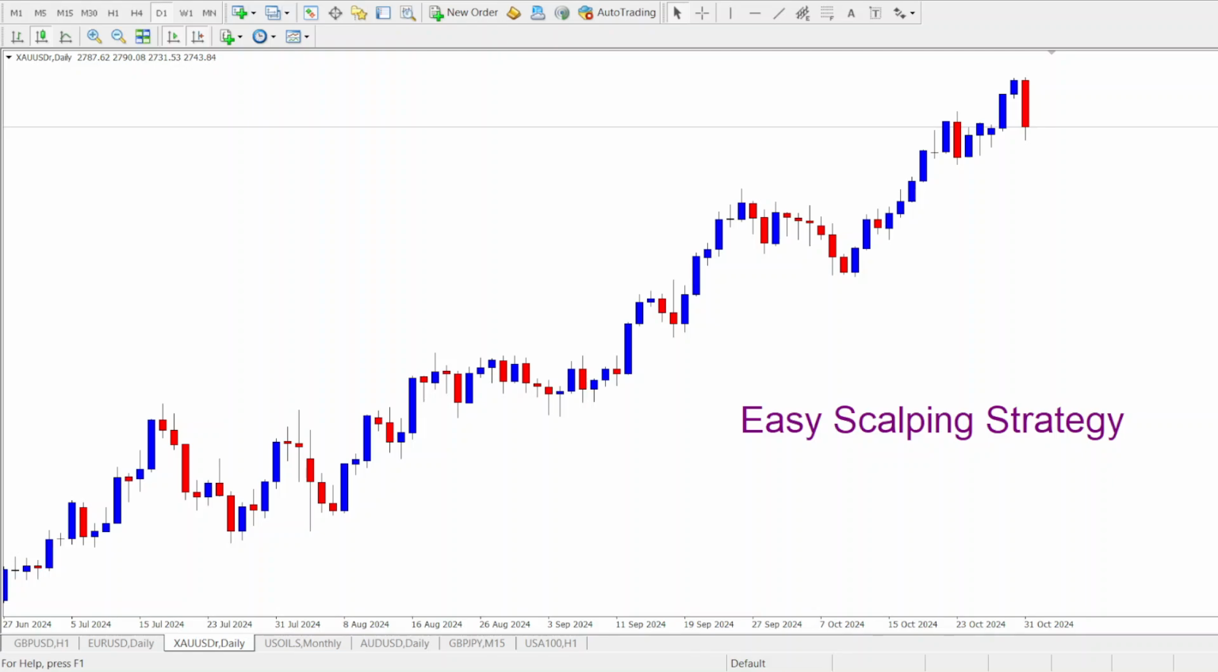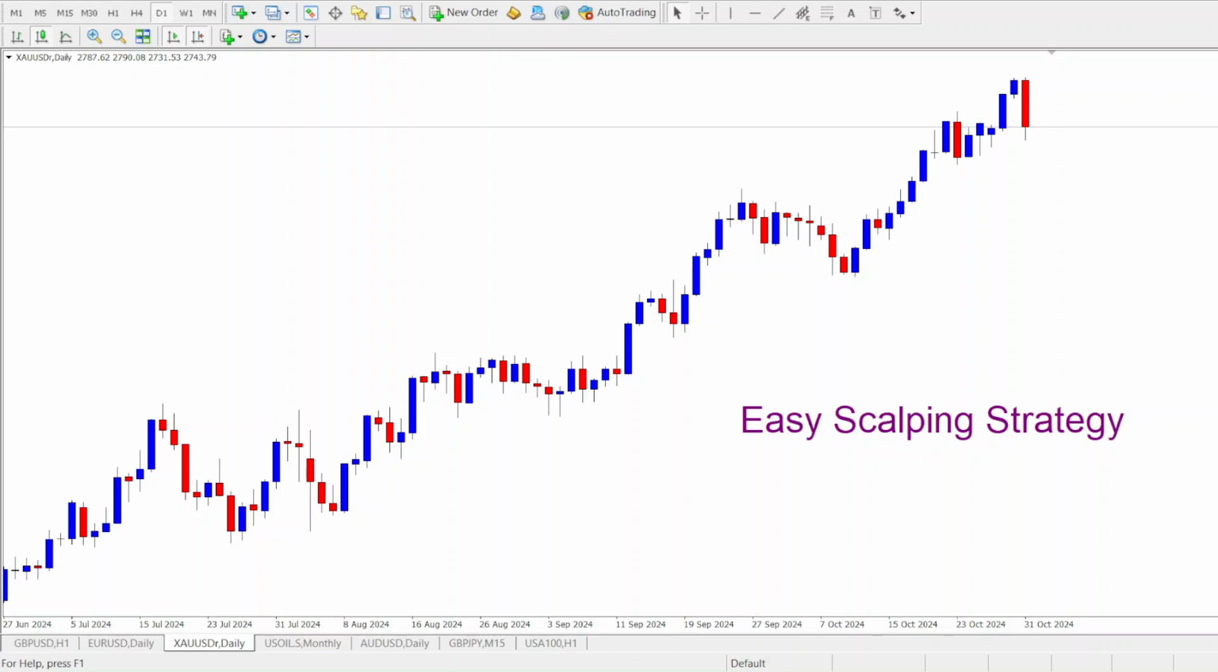Now, the beauty of this easy scalping strategy that we want to discuss in this video is that it does not require a ton of experience. So even if you are a newbie, you will find this strategy quite easy to use. As the name implies, it's an easy strategy. All you need are some basic indicators, a clear plan for entries and exits, and a few guidelines on when to trade and when to avoid the market.